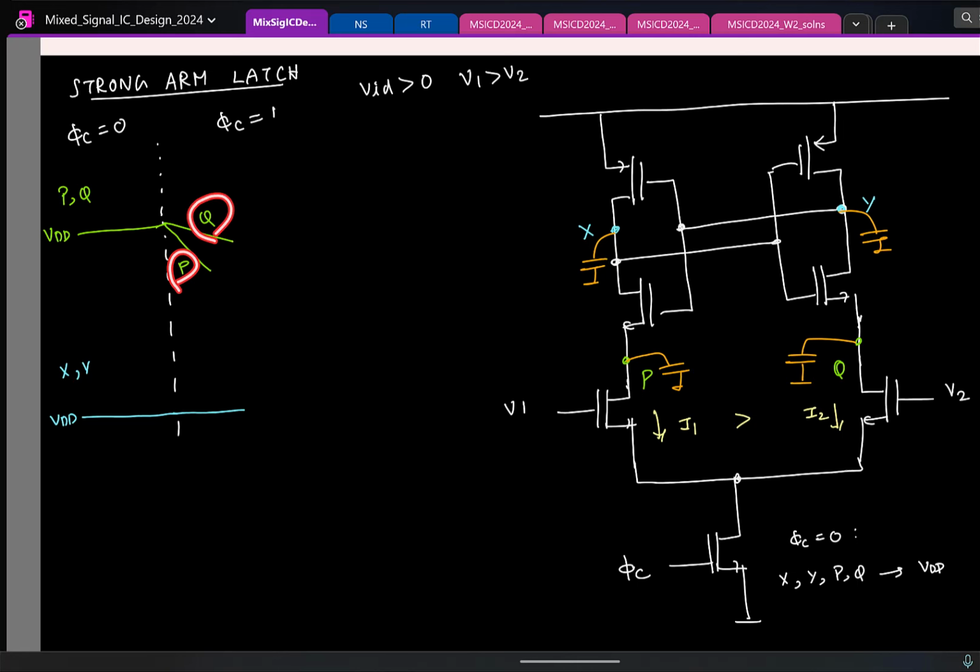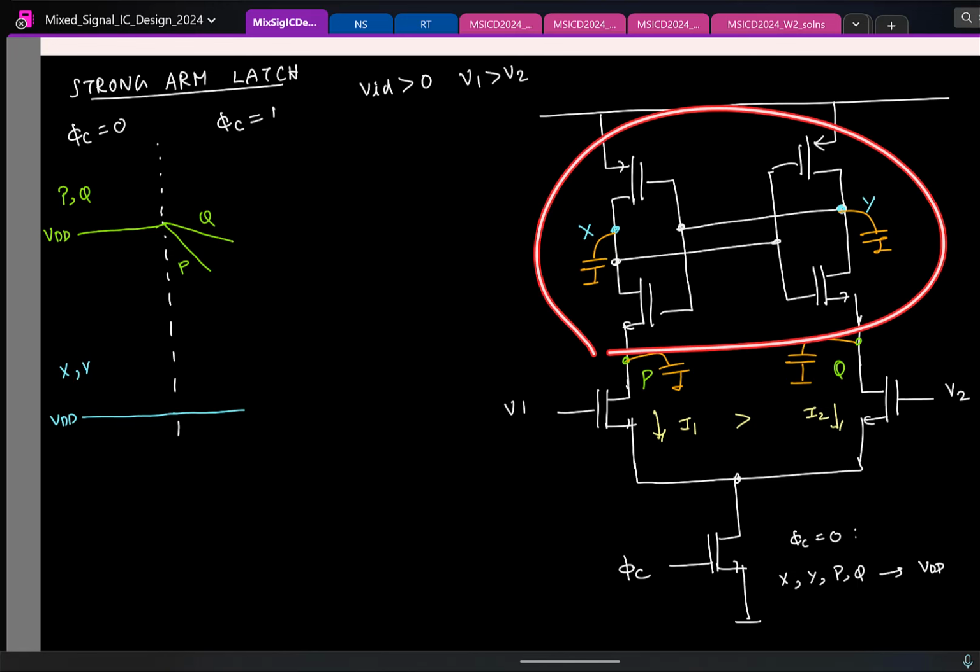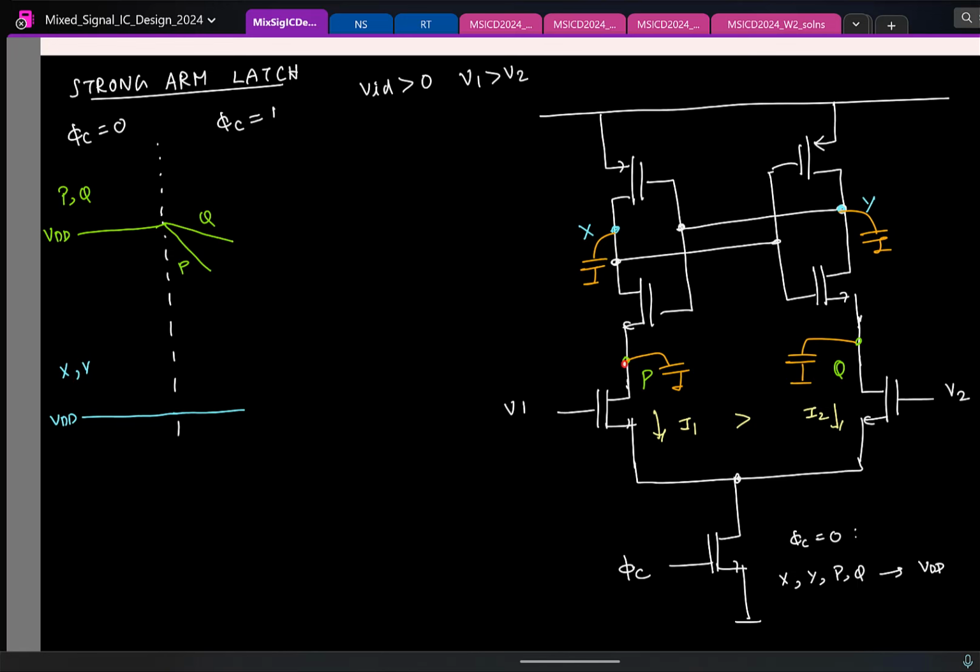Now P and Q are starting to drop. So what will happen? Source voltage of the NMOS transistors are dropping. No, initially all 4 were off. Now I see that the source voltages are dropping. So what will happen? NMOS will start to turn on. And which of the NMOS will turn on first? P is dropping faster. So this fellow will turn on first.